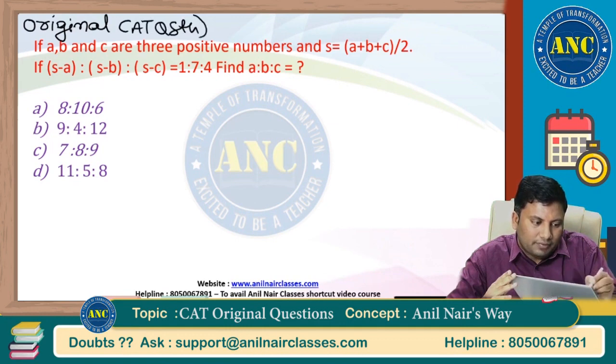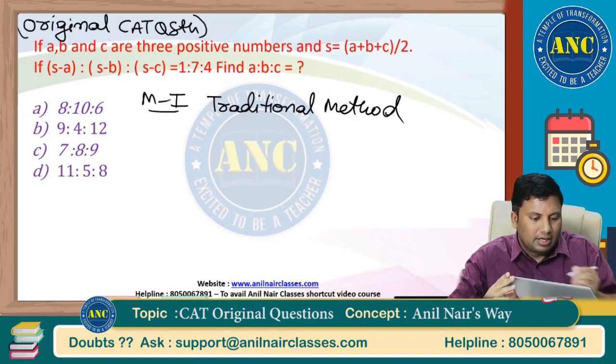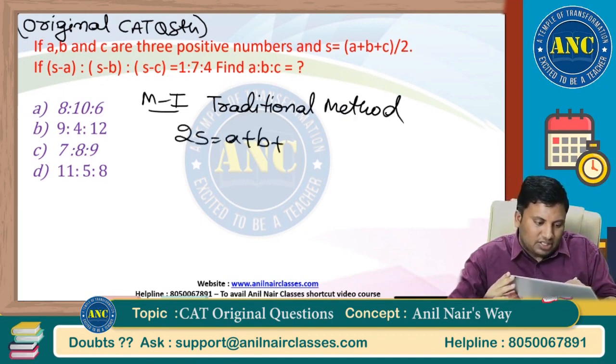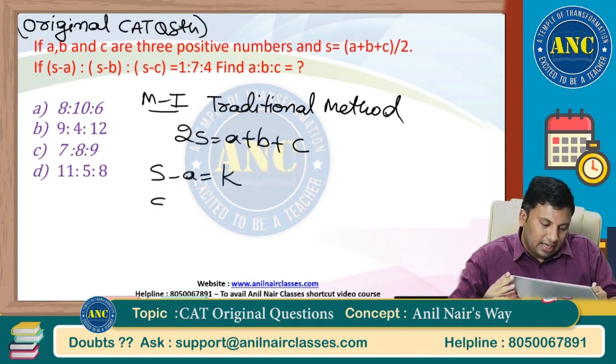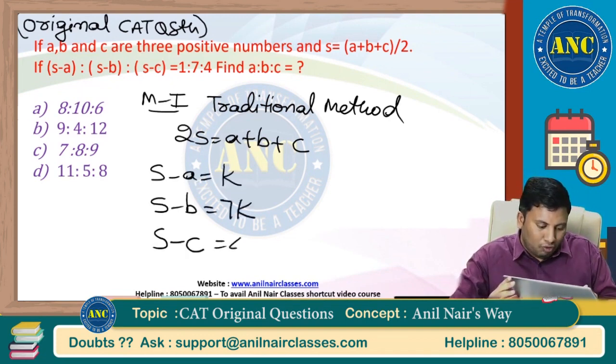Original CAT question. Method 1, the traditional method. 2s is given by a plus b plus c. S minus a is k. S minus b is 7k. S minus c is 4k.